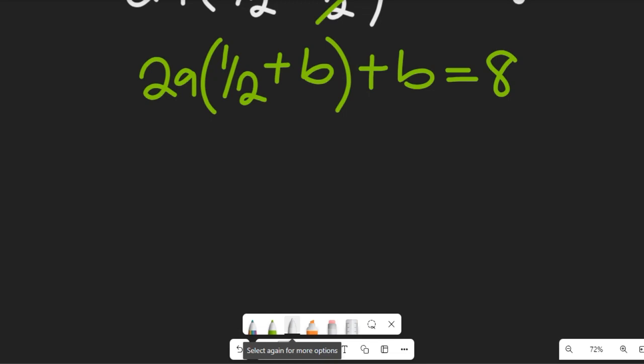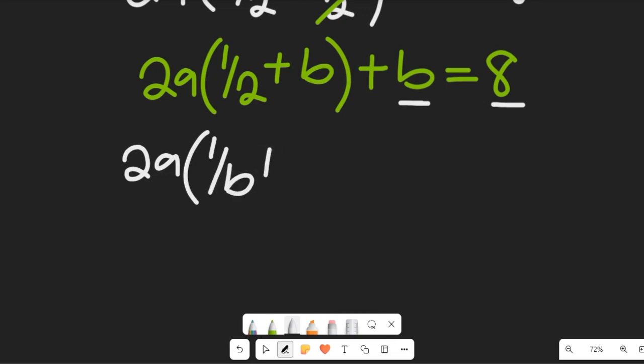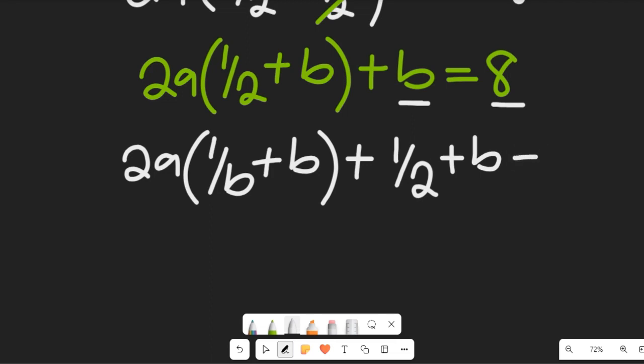If there is a way we can make this other expression half plus b, then we can be able to do that. Now to make this other expression half plus b, we are going to add half to these other two sides. So this will give us 2a multiplied by 1 divided by 2 plus b, and this will be plus 1 divided by 2 plus b, and this will be equal to 8 plus 1 divided by 2.